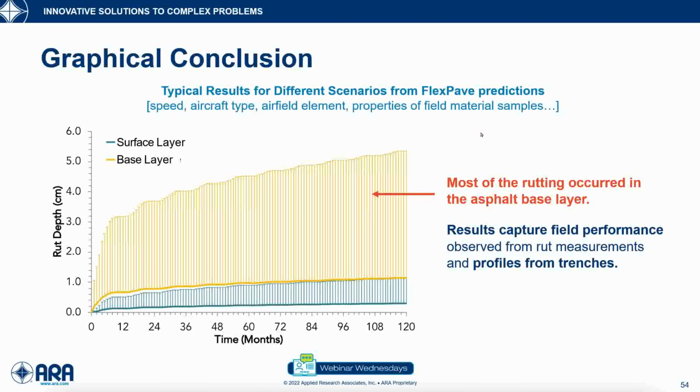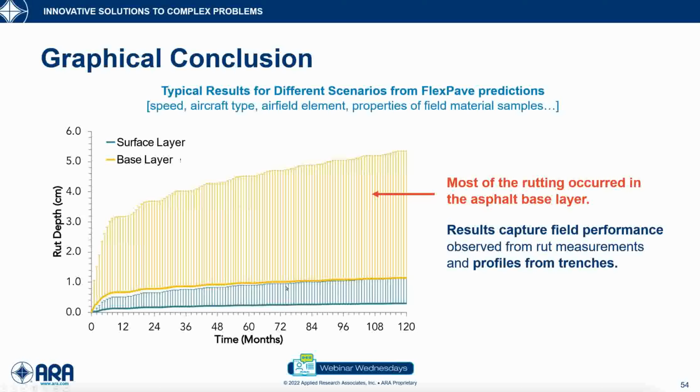What we did is we used FlexPave for a variety of aircraft speeds, aircraft types, airfield elements, and different properties of the materials, and we did so many simulations, and we got a graphical conclusion. And hopefully, if you take anything out of this presentation, you will always remember this snapshot: for all the conditions together, if we average all the rut depths that were obtained, 70 to 80% of the ruts were obtained from the base layer. Only about 20% of the rutting in airfields was obtained from the surface layer.